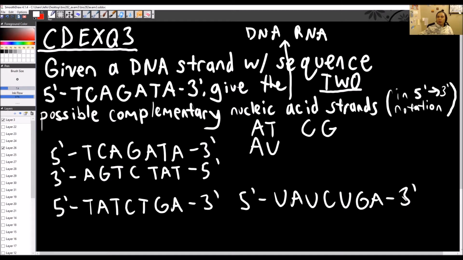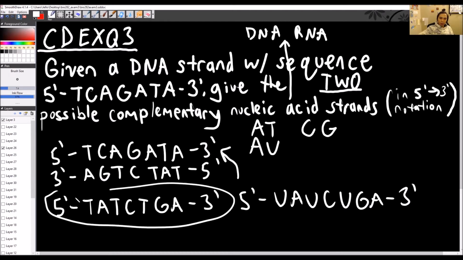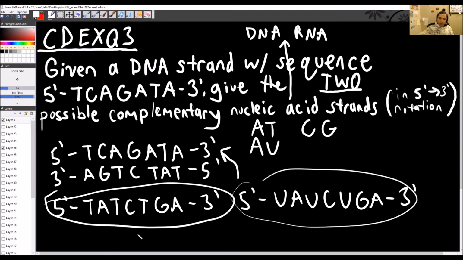So if we flip this one around, this strand would be complementary to this one. So our two strands are this one and this one, which would be our DNA one, this would be our RNA one.